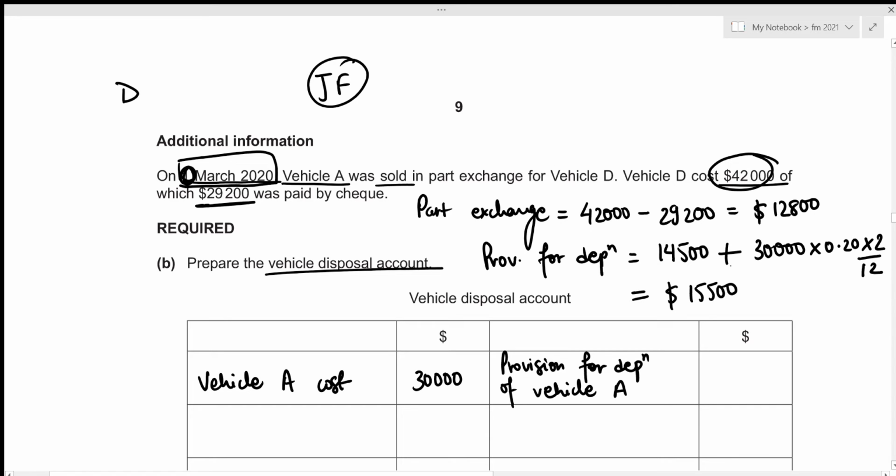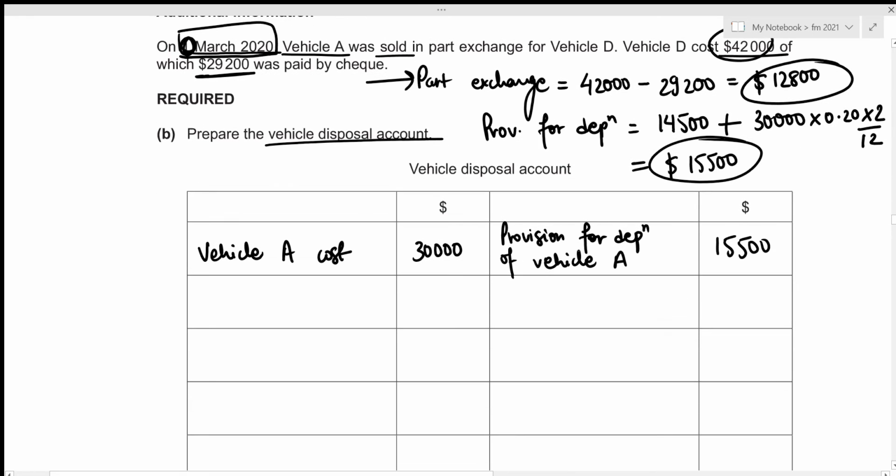Let's record this value in our disposal account. Then the next step would be to record the value at which the vehicle or non-current asset is being disposed. In this case, we are part exchanging it, and the part exchange value we just figured out to be 12,800. This part exchange or disposed value is always to be recorded on the credit side.